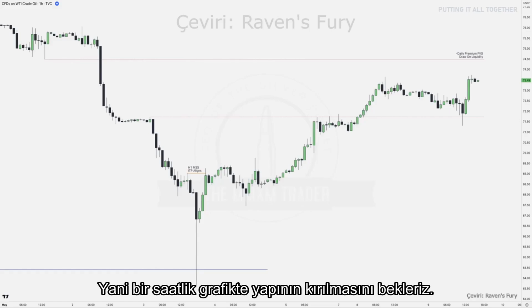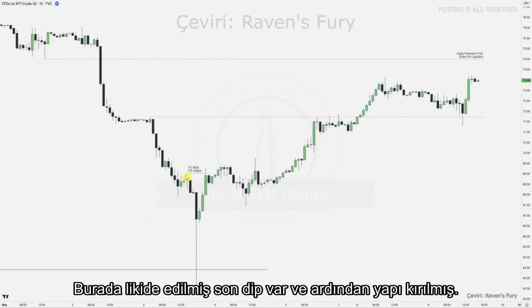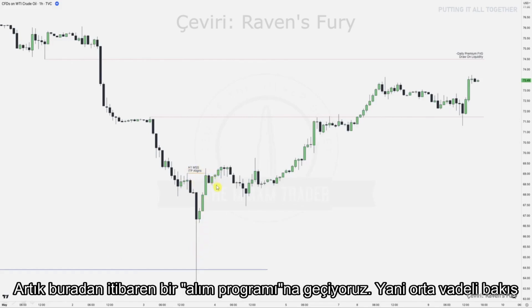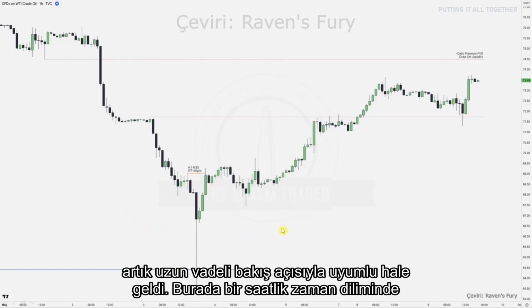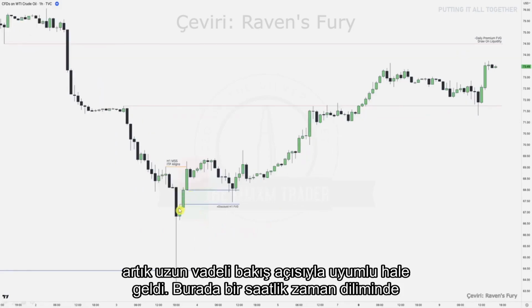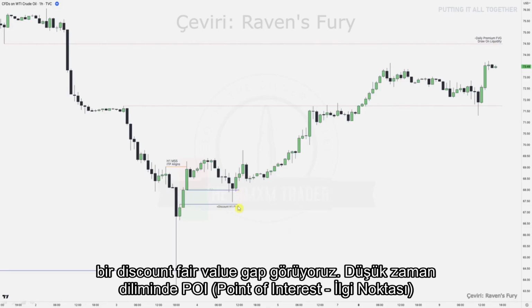So we wait for a break of structure on the 1 hour, right? So over here we've got this last swing low which has been liquidated up here, and then we have that break of structure. So we're going into a buy program from here on out. So intermediate term perspective is now in line with our long-term perspective. We can see down here we've got this discount 1 hour fair value gap, right?